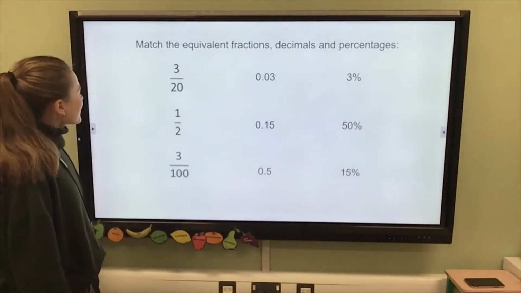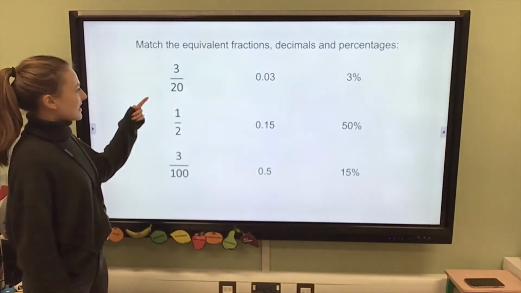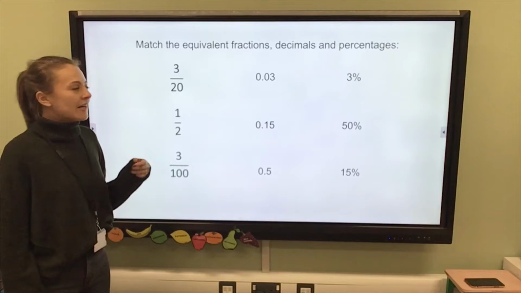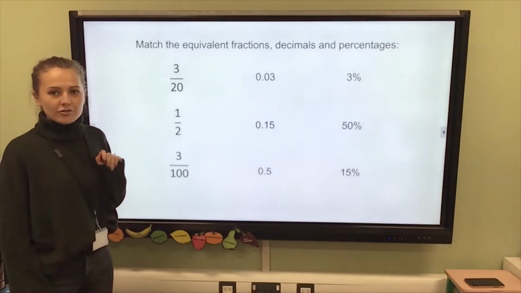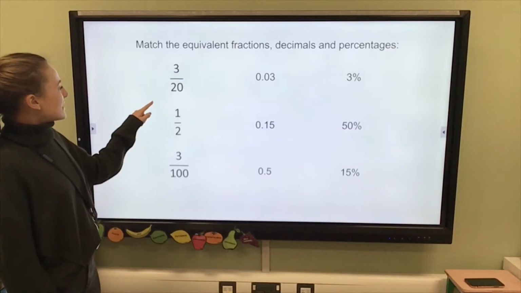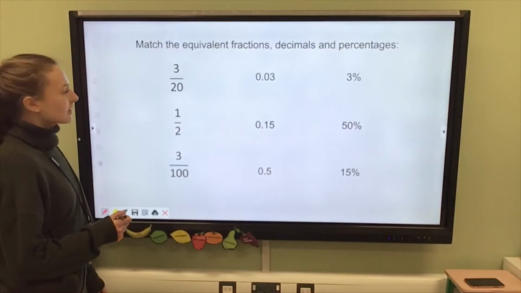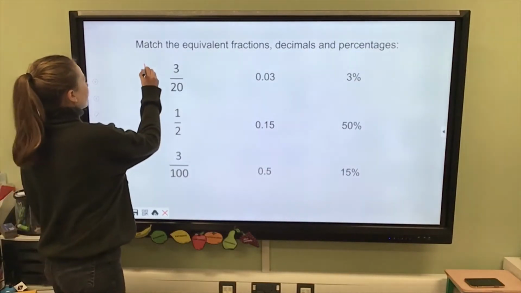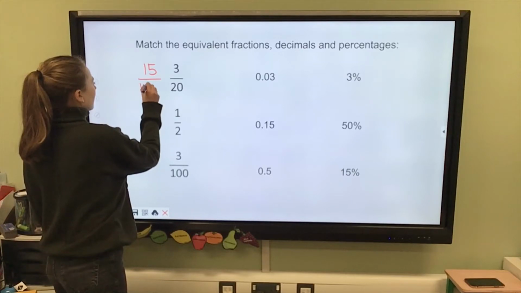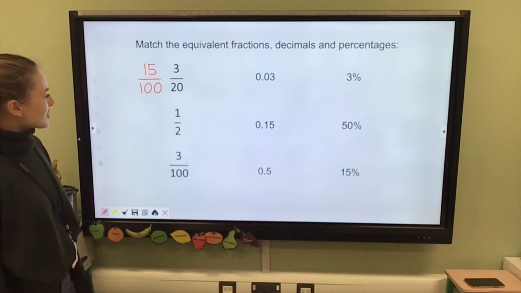Okay, so in order to match my fraction of 3/20 with a decimal and a percentage, the first thing I need to do is make my denominator 100. Okay, so I need to multiply my denominator of 20 by 5 to get to 100. So I'm going to do the same to the top, which would then give me 15 hundredths. Okay, so that's my new fraction.